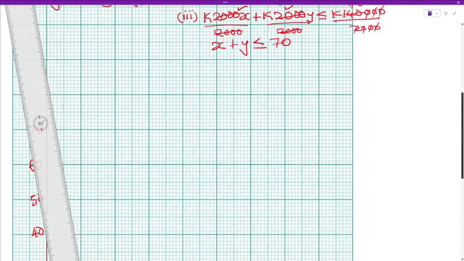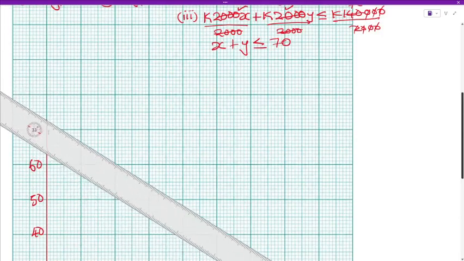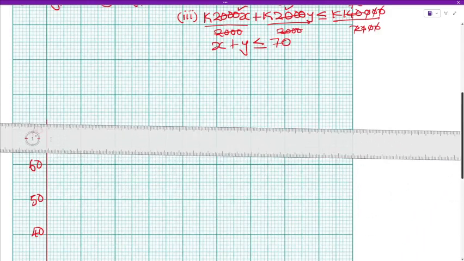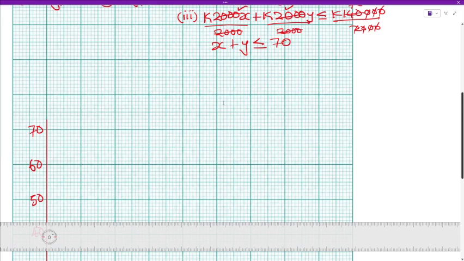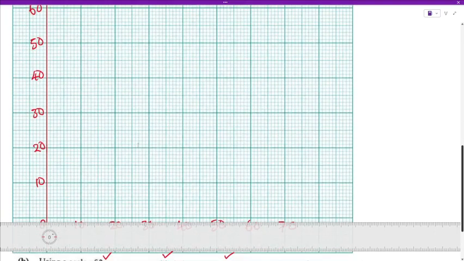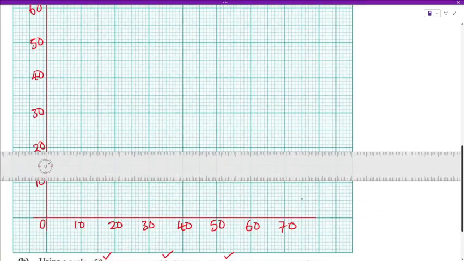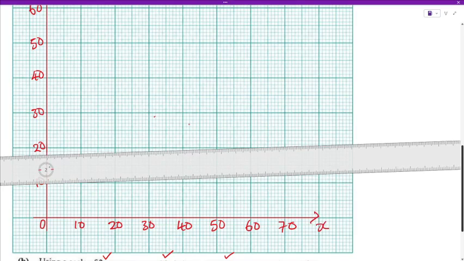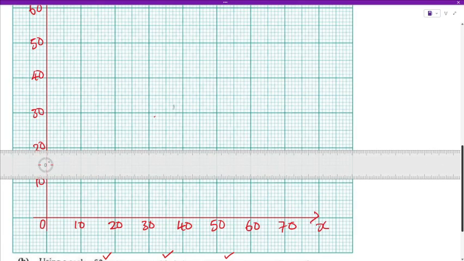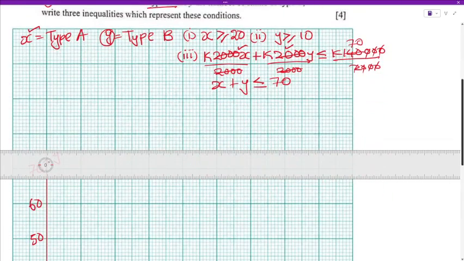And then up here, let me put it at 0 in preparation for the x-axis. So up here I'm going to put the y-axis, scroll down to the x-axis, and also draw the x-axis right there. So that's our x-axis. Okay, then we said x represents what? What does x represent? Let us check. X represents type A chairs.